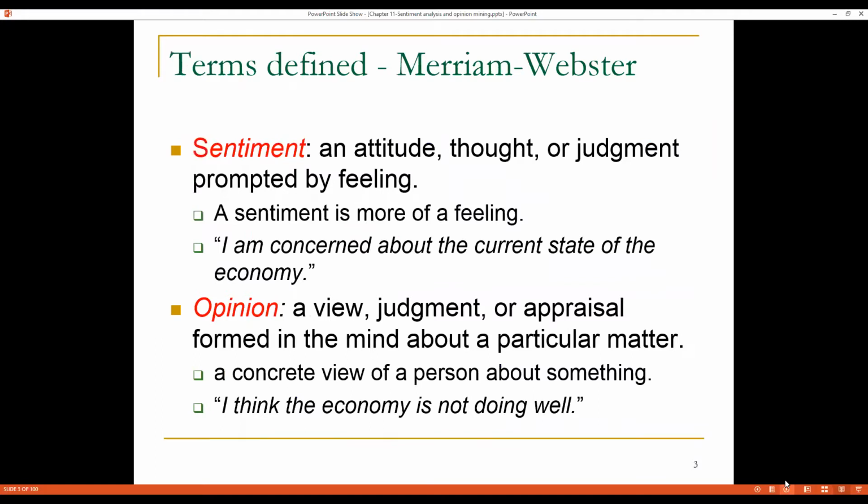So sentiment, as defined by Merriam-Webster in the dictionary, is an attitude, thought, or judgment prompted by feeling. A sentiment is more of a feeling. For example, I am concerned about the current state of the economy. Being concerned is a sentiment. An opinion is a view, judgment, or appraisal formed in the mind about a particular matter. It's a concrete view of a person about something. I think the economy is not doing well.